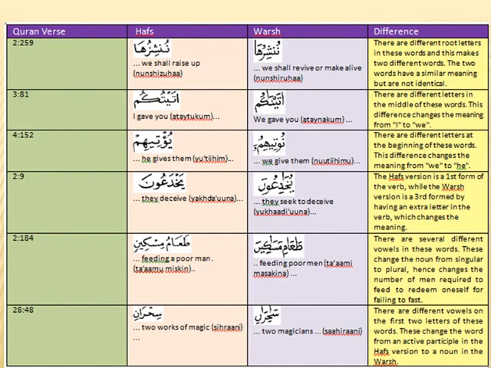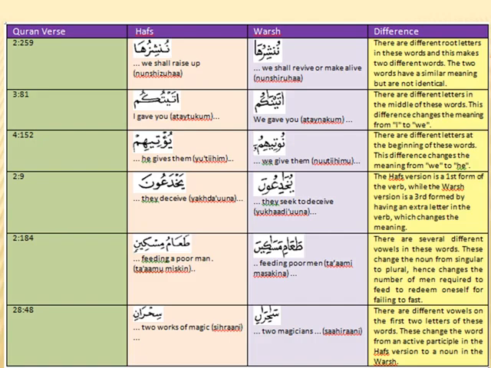Quran 2:259 in the Hafs, nunshizuha, we shall raise up. In the Warsh, nunshiruha, we shall revive or make alive. There are different root letters in these words, and this makes two different words. The two words have a similar meaning but are not identical.